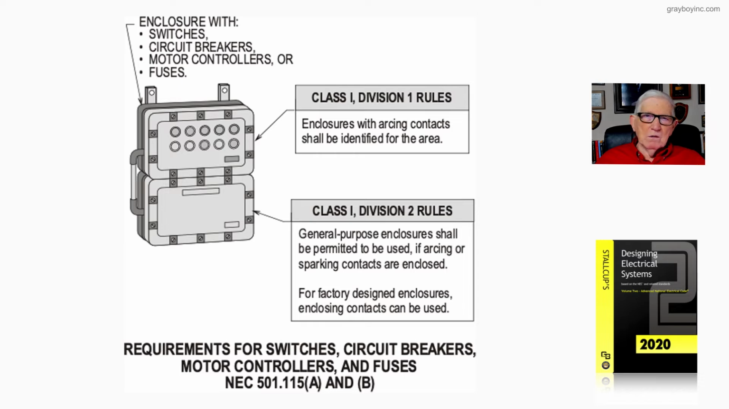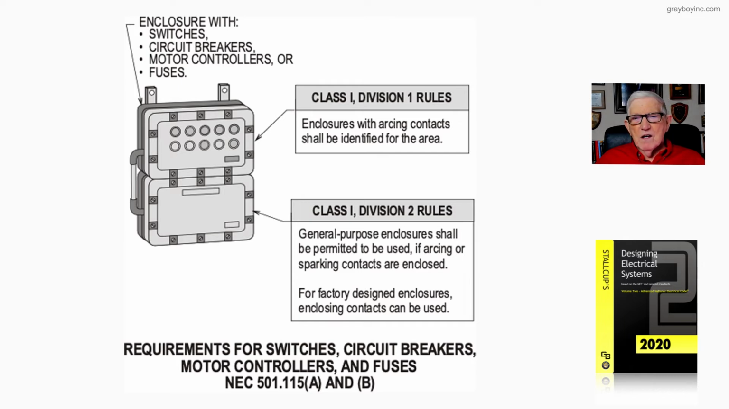So when we're looking at explosion-proof equipment, whether it's the threaded enclosure type or the bolted type, then we go to 501.115(A) and (B). And that's the bottom line.